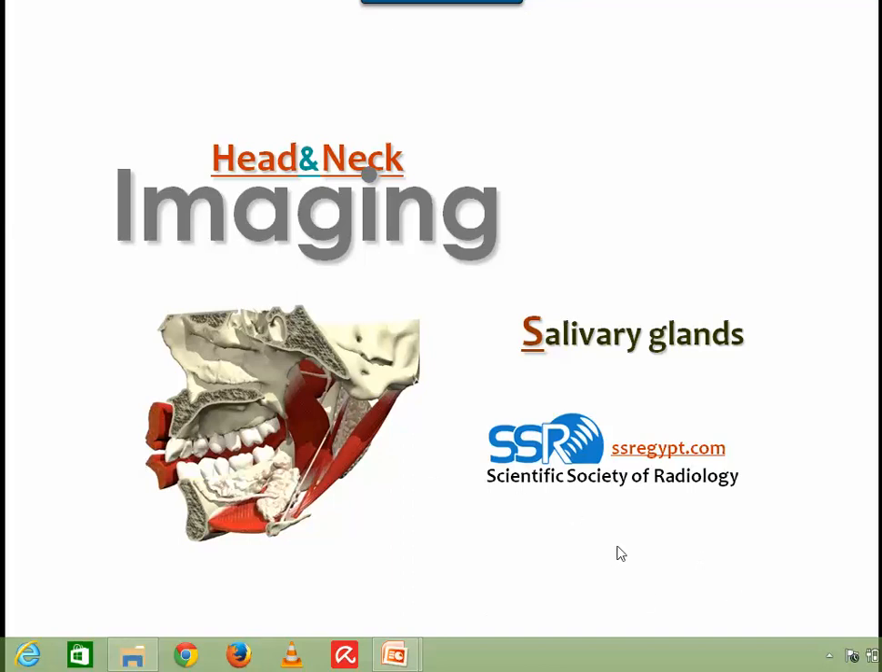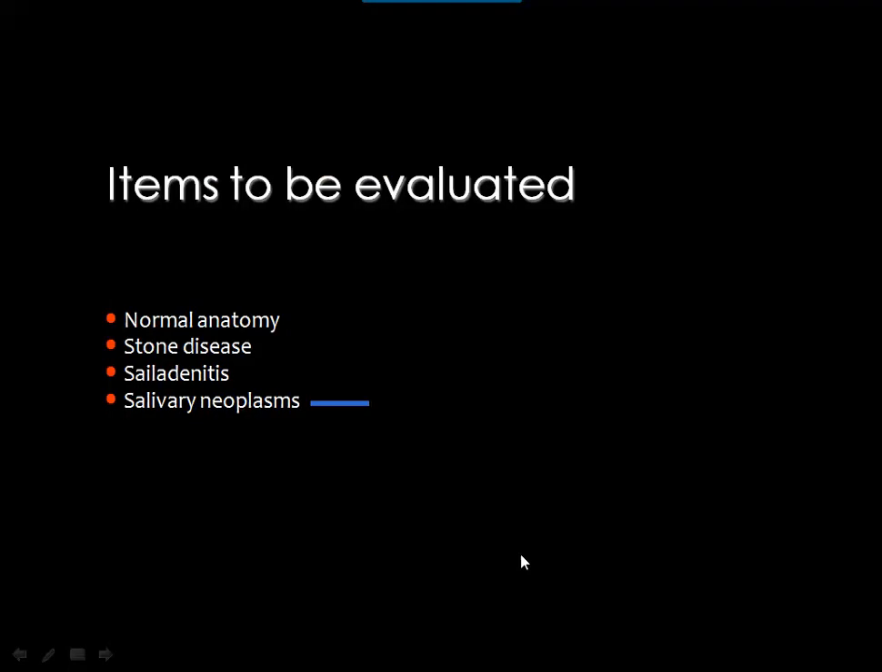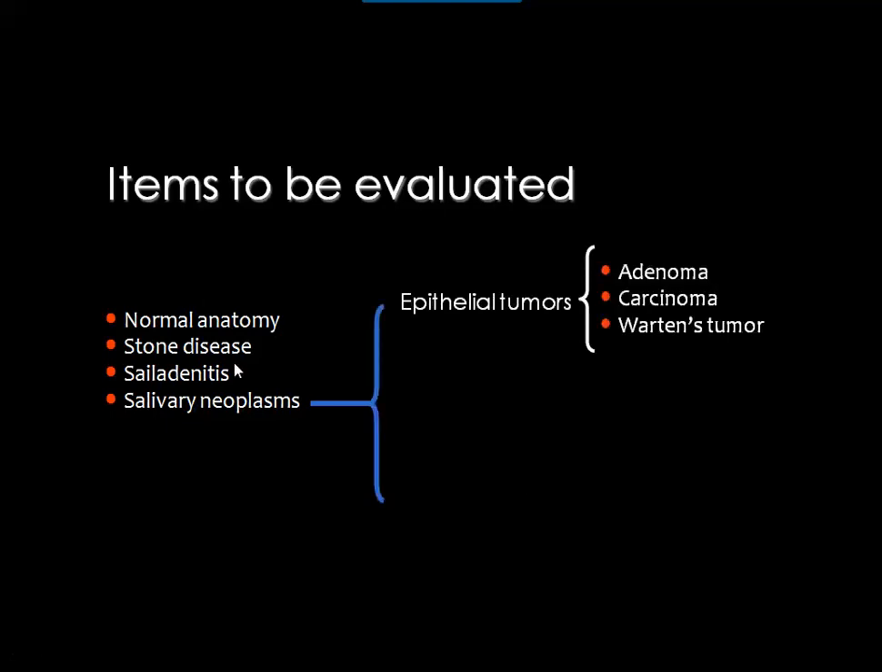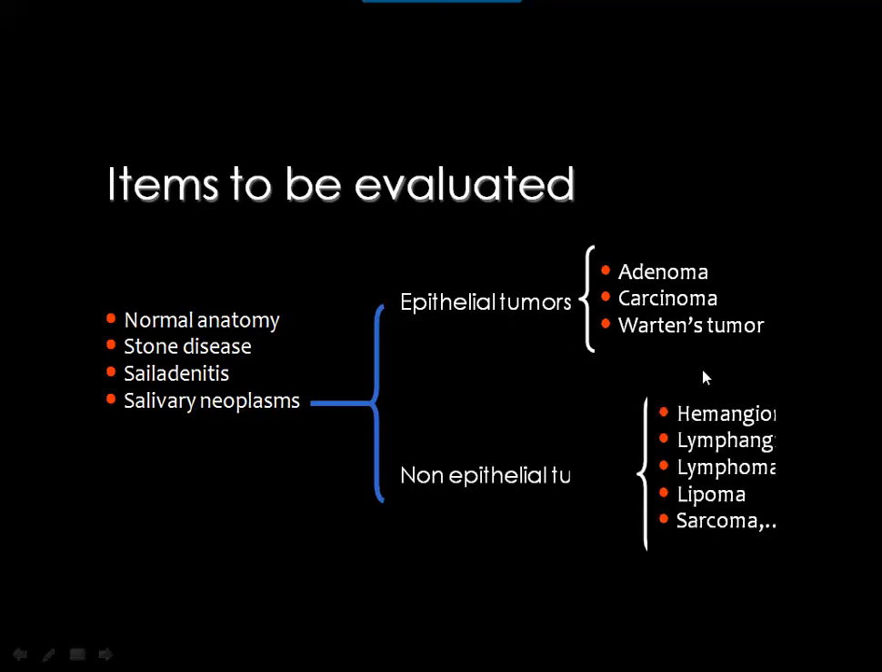Dear colleagues, this is one of the lectures in the series of the head and neck imaging. It will deal with imaging of the salivary glands. And you know, in the salivary glands we have to know something about the anatomy, and we will mention the stone diseases, the sialadenitis, as well as the salivary neoplasms, including the epithelial tumors like adenoma, carcinoma, and Wharton tumor, as well as the non-epithelial tumors like hemangioma, lymphangioma, lymphoma, lipoma, and sarcoma.